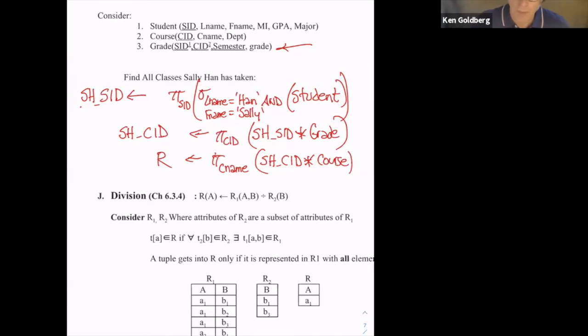Okay? So it's the first time you've seen this being put together, but what I've done is combined these operators. I've used the select to pull out the Sally Hahn information, then project to pull out just her student ID. Then I use that student ID here to index and pull out all of the grade records for her. And then for those, I pull out all the course IDs. And so this is all the courses that she's taken. And now I put this back into the course table to recover the name of those courses. So this will be a table with just the names of all the courses that Sally Hahn has taken. All right, any questions on that?